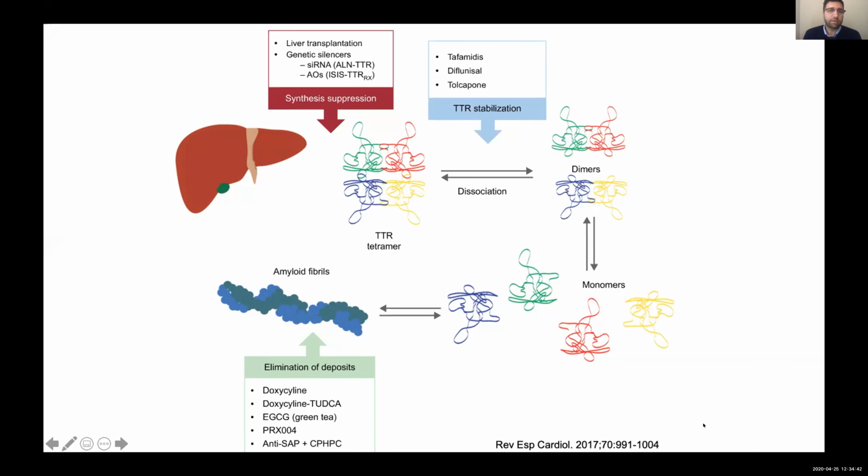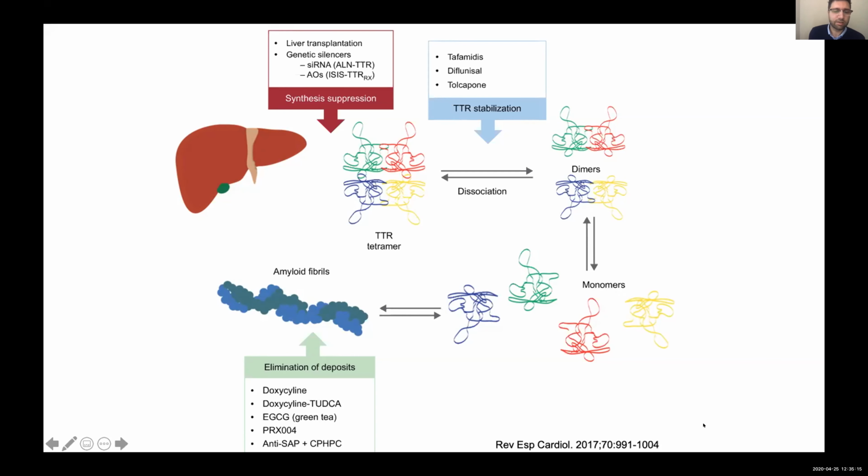Another way, and this is what happened recently, is that we tell the liver to, hey, stop making this protein. So we suppress the production of the protein by interfering with the RNA. Once the protein is secreted, you can also stabilize it. We have medication for that. And once the amyloid is deposited, you can also remove or destroy these amyloid fibrils. The latter is a little bit under investigation right now.